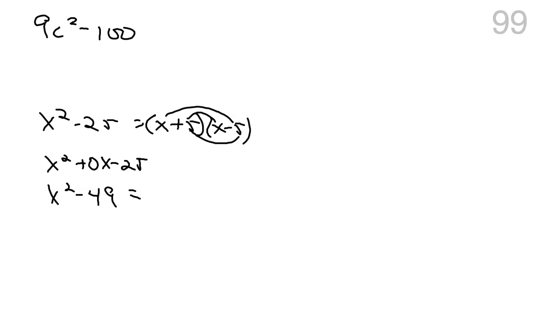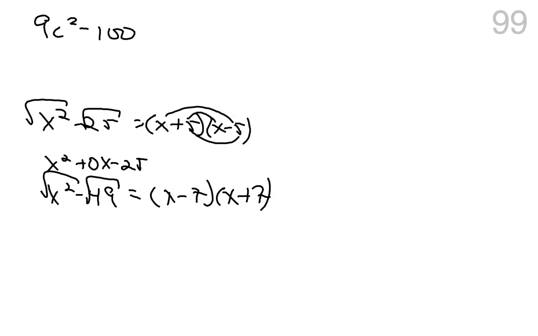Everybody? Well, those are the numbers. What are the whole binomial factors? X plus 7. That's right, x plus 7, x minus 7. So what we learn here is that this one is of a pattern that I can square root them both. Square root of x squared is x, square root of 25 is 5. Square root of x squared is x, square root of 49 is 7.